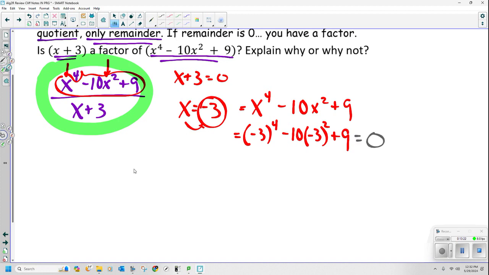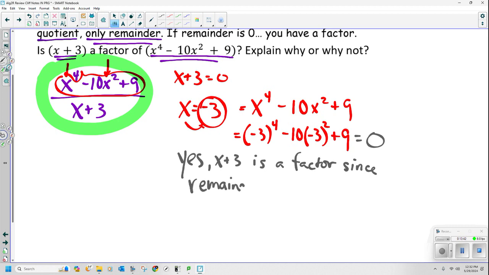Is x plus 3 a factor of x to the 4th minus 10x squared plus 9? Explain why or why not. Yes. Let's answer the question. X plus 3 is a factor since the remainder is 0. Then I always say by the remainder theorem, because that's what I used.